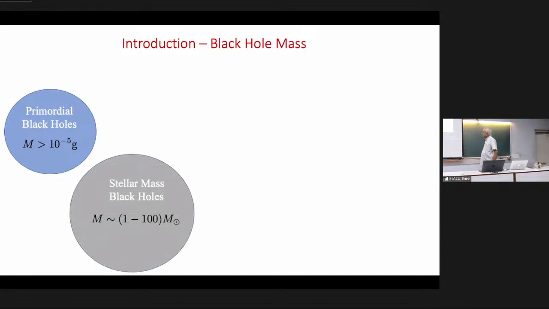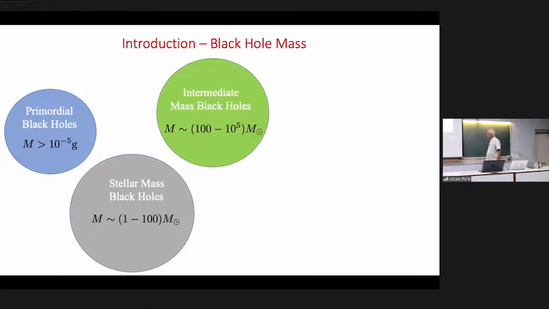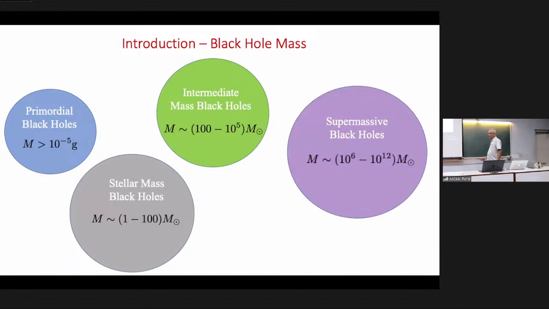Then you've got the stellar mass black holes, which arise in the normal evolution of stars, which you already talked about, 1 to 100 solar masses. Then intermediate mass black holes, and black holes in this category have been found by LIGO, not towards the 10 to the 5, but towards the 100 solar mass. Then the supermassive black holes, and the best candidate for it, of course, is the object at the center of our galaxy.